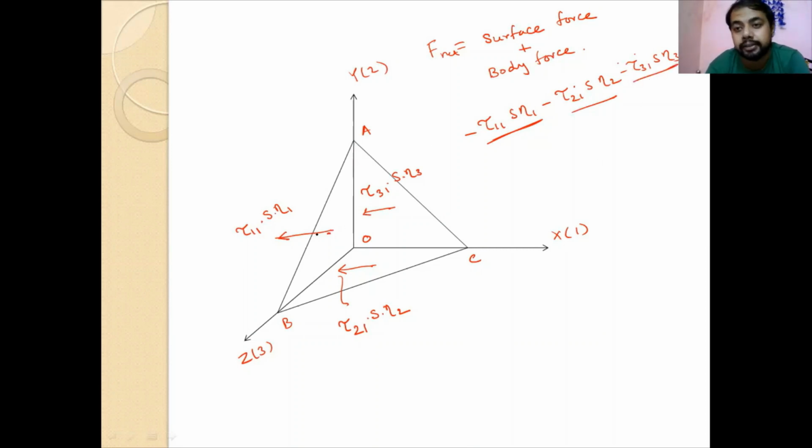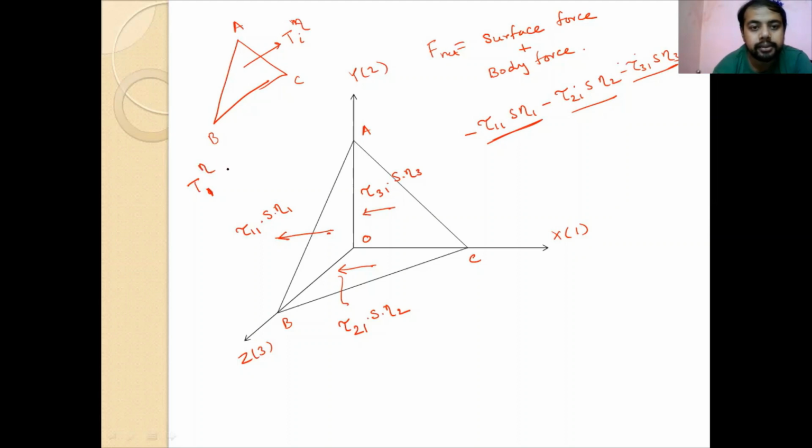What about the common area? What are the forces acting on the general surface ABC? That is tau i eta. So tau i eta along the x-axis. Along the x-axis, it can be written as tau 1 eta.